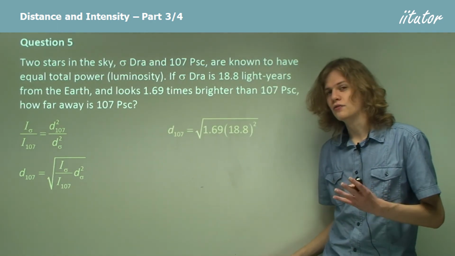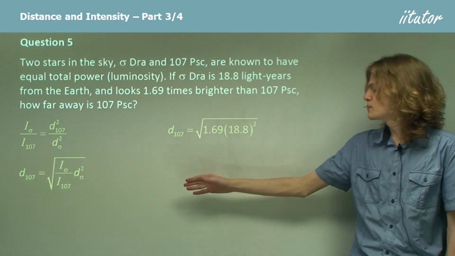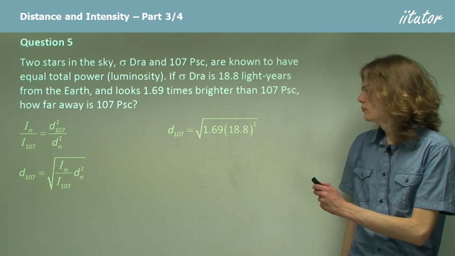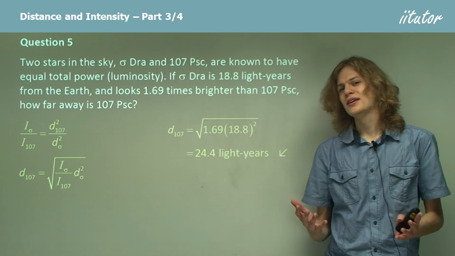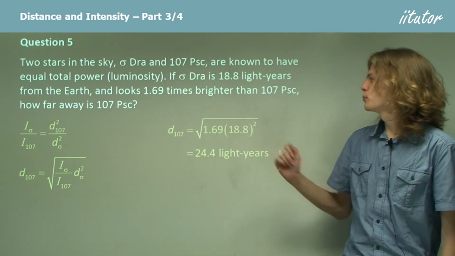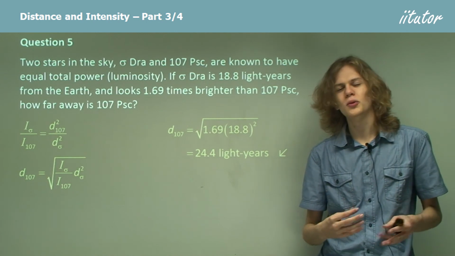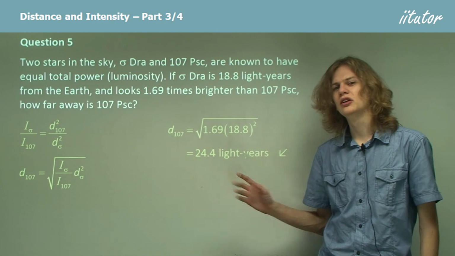So, substituting in our values, we have 1.69 for the ratio of the intensities, we have 18.8 light years, and so, evaluating that, we end up with 24.4 light years, which makes sense. They have the same total power, but Sigma Draconis is a little bit brighter, so it must be a little bit closer. Therefore, 107 Piscium must be a little bit further away.